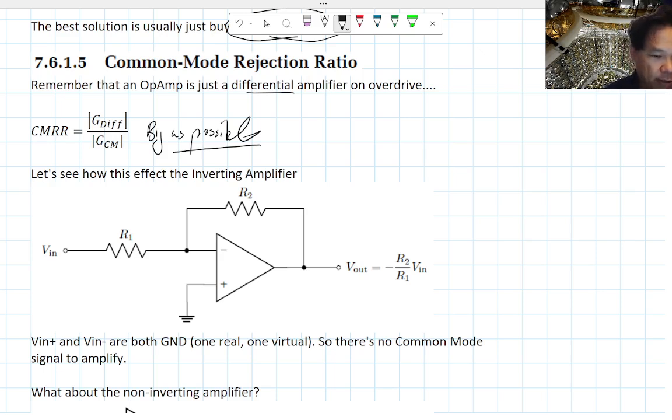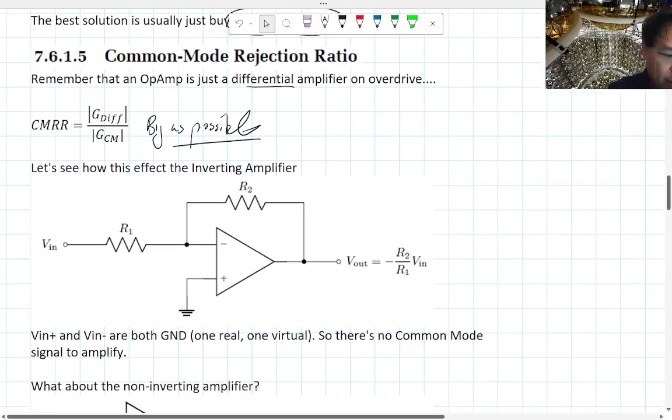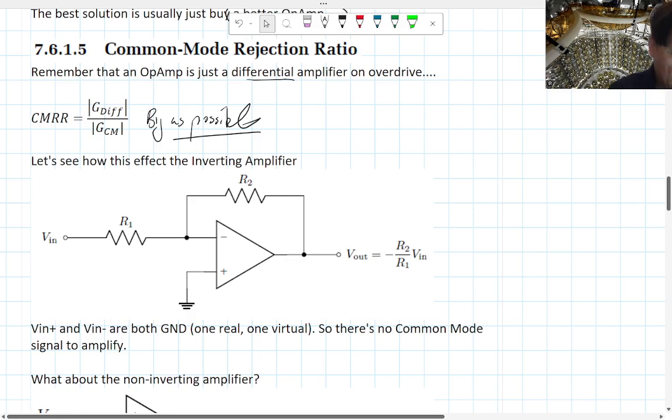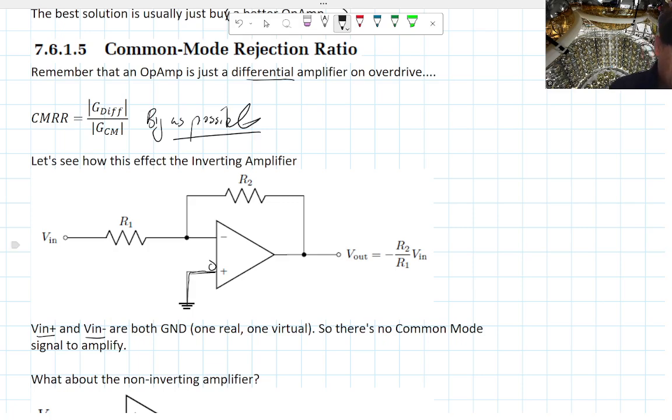So let's see how this affects our inverting amplifier. If V in plus, the non-inverting input, is at ground, and we're not thinking that we're going to have input bias currents, since we're just trying to tackle one problem at a time, the inverting input should also be 0. So the common mode between them is 0. One is a real ground, the other one is a virtual ground, of course. So there's no common mode signal to amplify between the two.